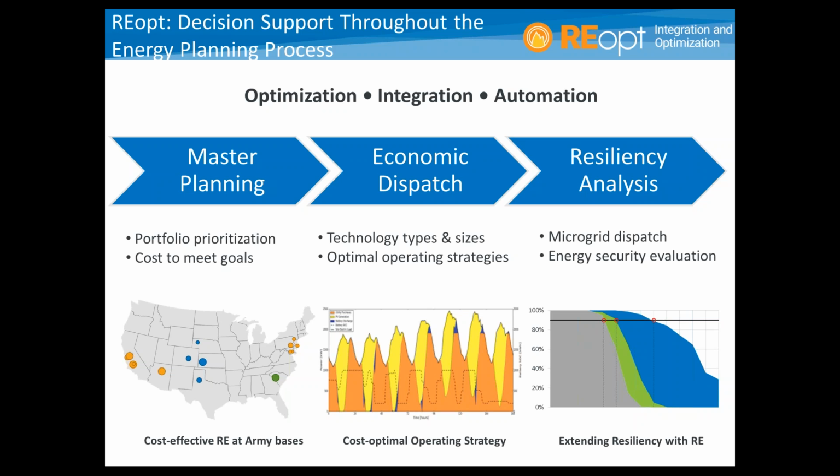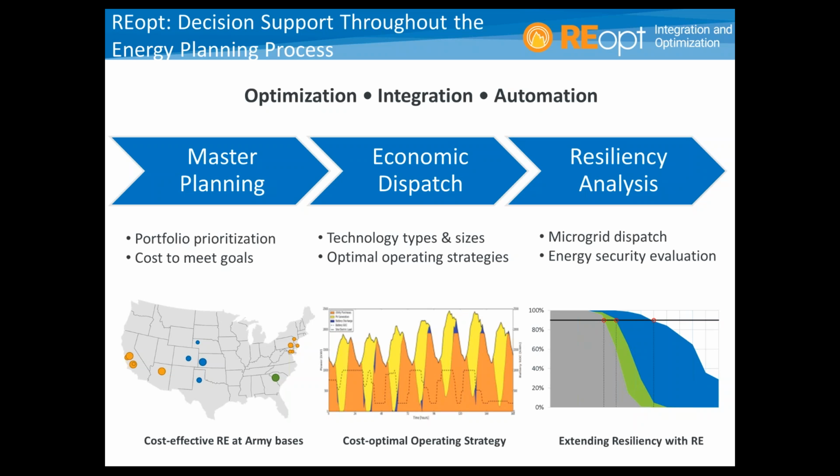And then on the right there, the final stage that we sometimes look at for, again, just a subset of sites is a resiliency analysis. So for some of our clients, at some of their sites, they have a really critical load that needs to be maintained during a grid outage. So in these cases, we can look at how integrating renewable energy alongside their existing backup power systems can help them to extend the amount of time that they can survive a grid outage. And that helps us to start to quantify the resiliency benefit of renewable energy.